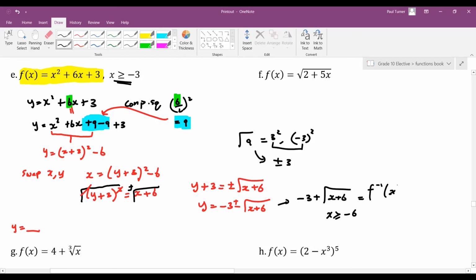So I've gone all the way across to the other question. So we'll rub that out in a minute. So this is your answer here for your inverse for that one.